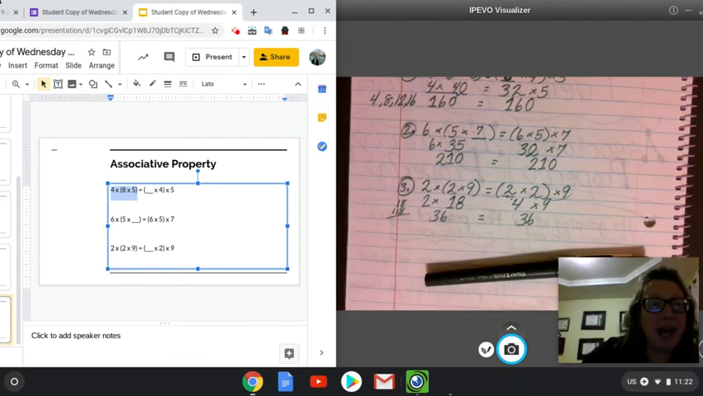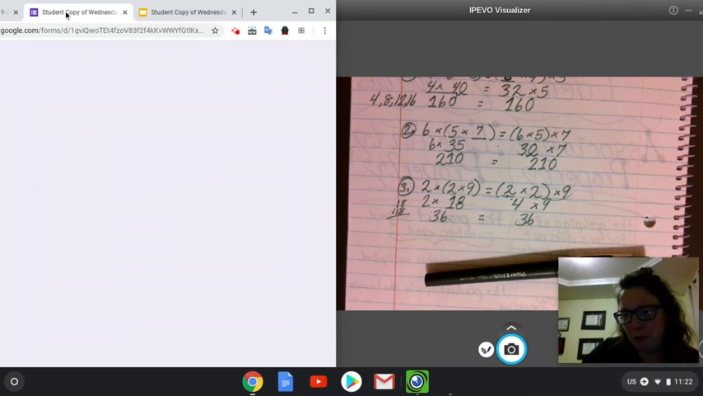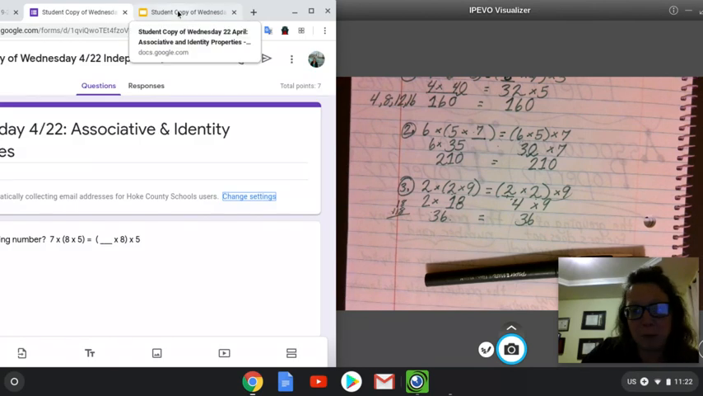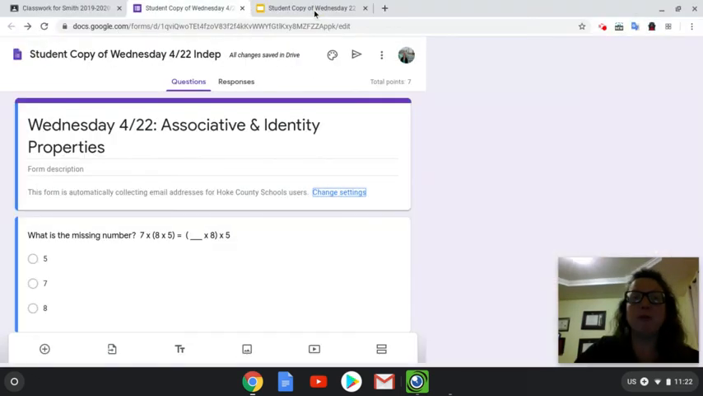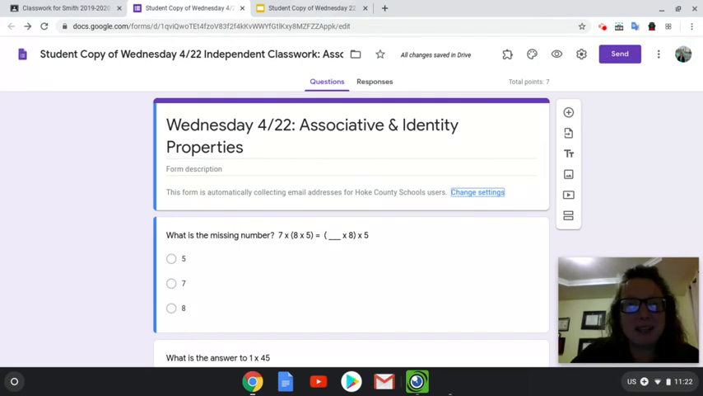For your assignment, you have a short Google form about the associative and identity properties. Don't rush through it. Make sure you're reading carefully. Remember, those tricky tricksters still like to put tricky questions in there to try and trick you. So be very careful, boys and girls, and do your very best.